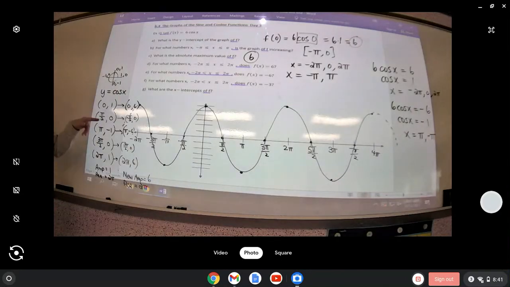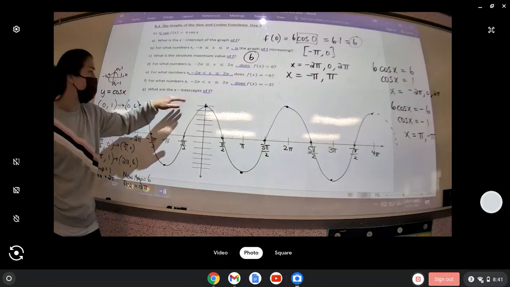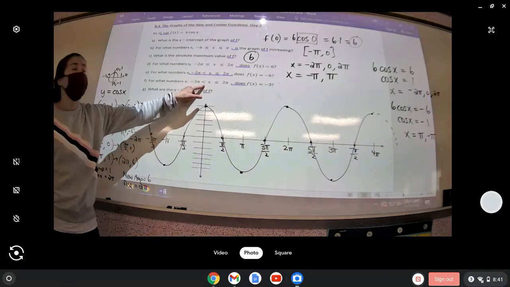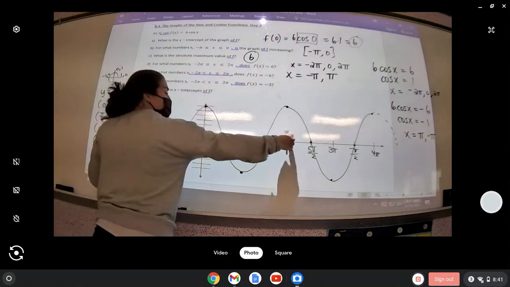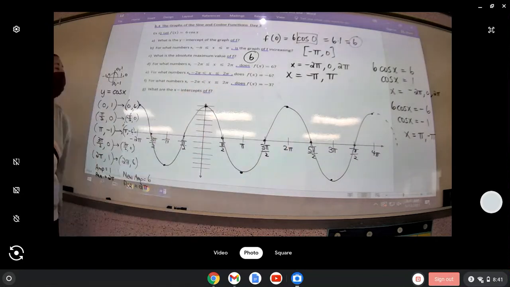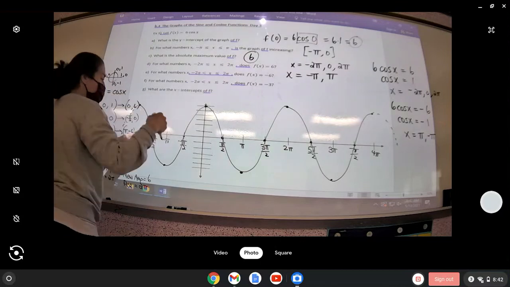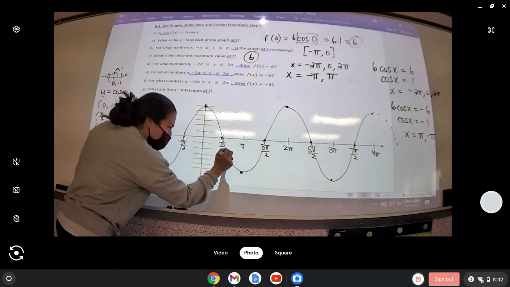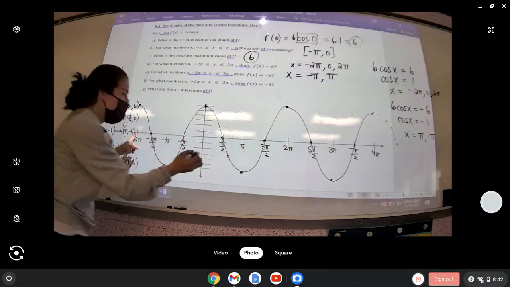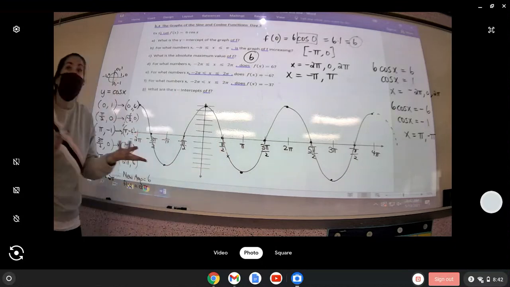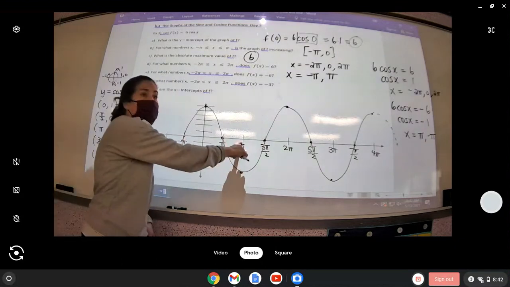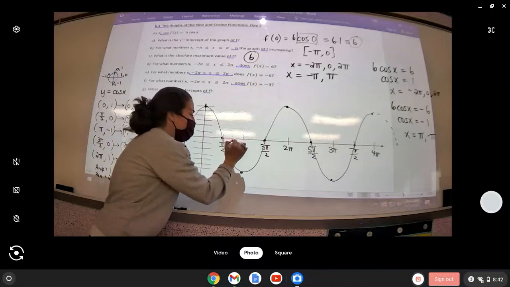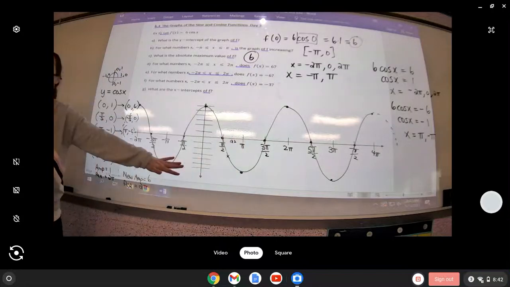All right, next one says, for what numbers x, where x is a number between negative 2 pi, but not including it, and 2 pi. So we're still looking on this interval, these two cosine curves. Where does f of x equal negative 3? All right, this is a problem. Guys, let's reason it out. From negative 2 pi to 2 pi, here's negative 3. Do you agree? There's a point here that has a y-coordinate of negative 3, but I don't know what x value that is. I know it's between pi over 2 and pi. So guys, I know it's a quadrant 2 angle. There is a quadrant 2 angle that makes this true.